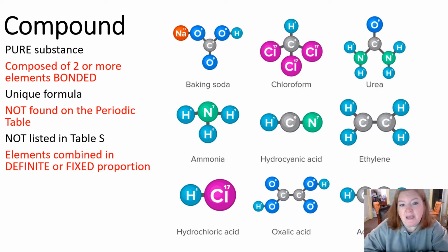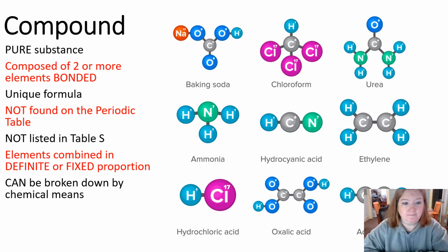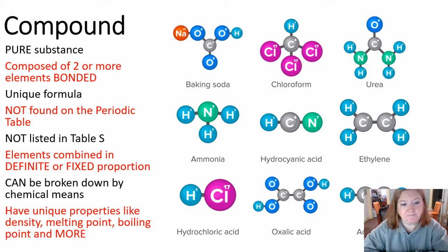The elements are combined in a compound in a definite or fixed proportion. So that means H2O, water, is always 2 hydrogen and 1 oxygen, always. If it's not 2 hydrogens and 1 oxygen, it is not water. And a compound can be broken down by chemical means. Compounds, since they are pure substances, also have unique properties like density, melting point, boiling point, etc.